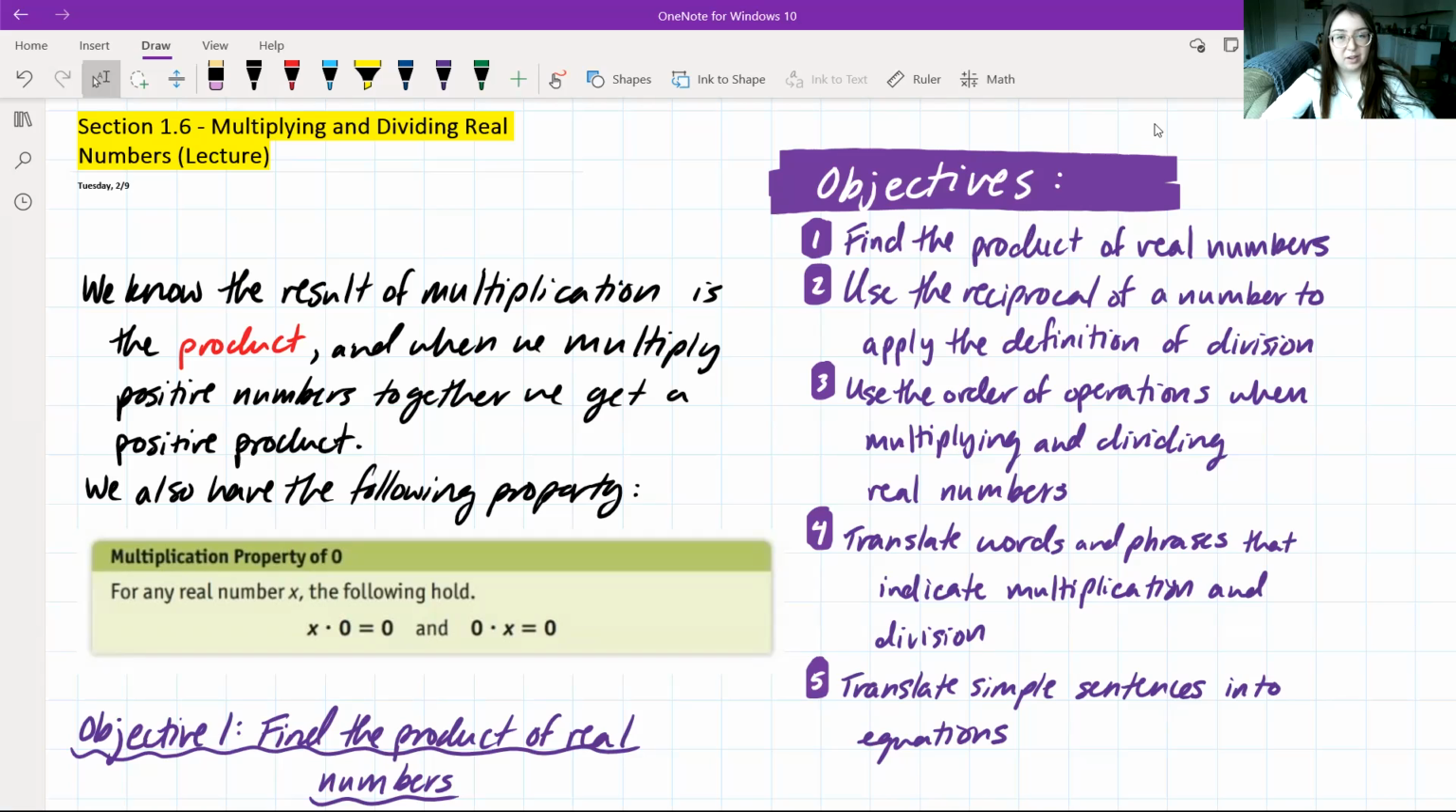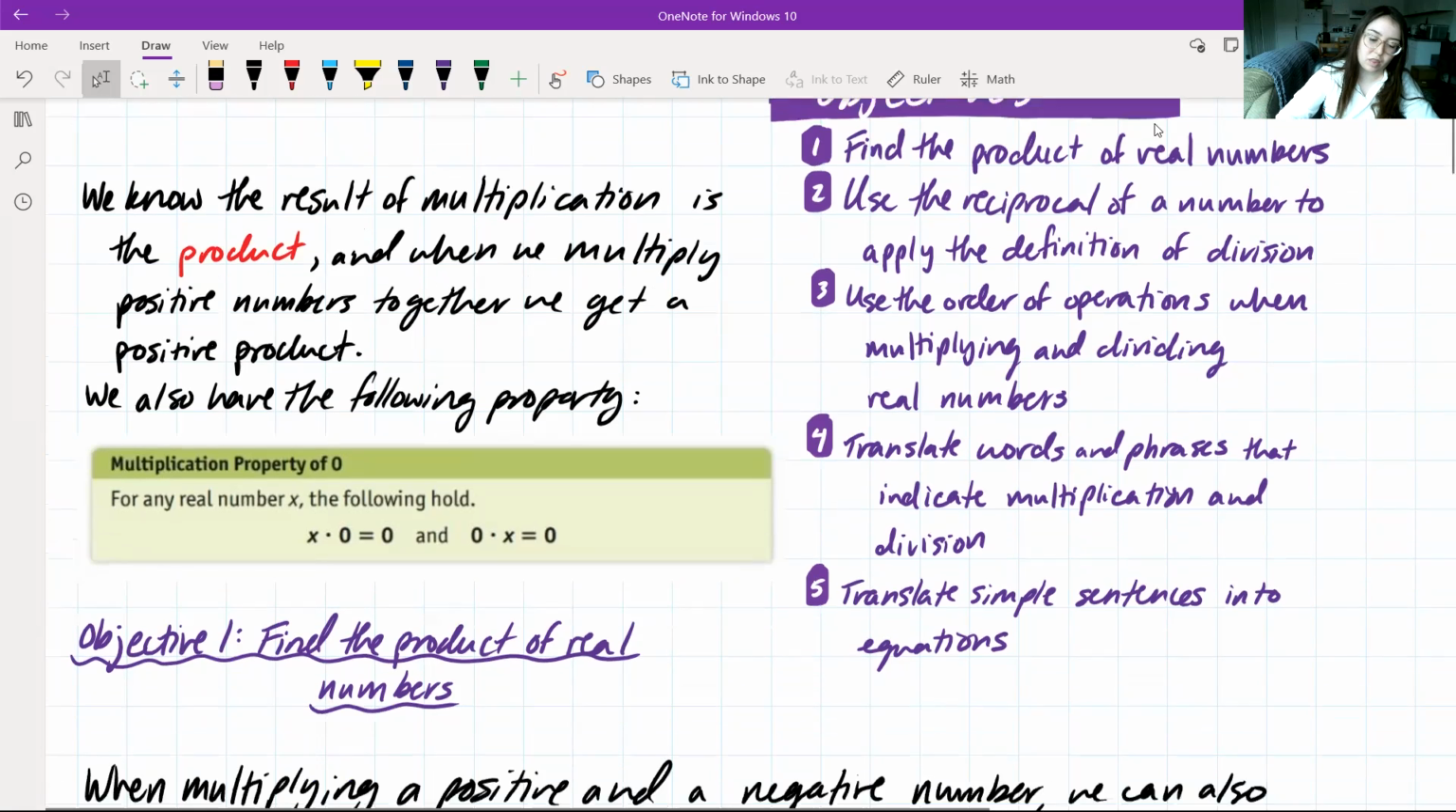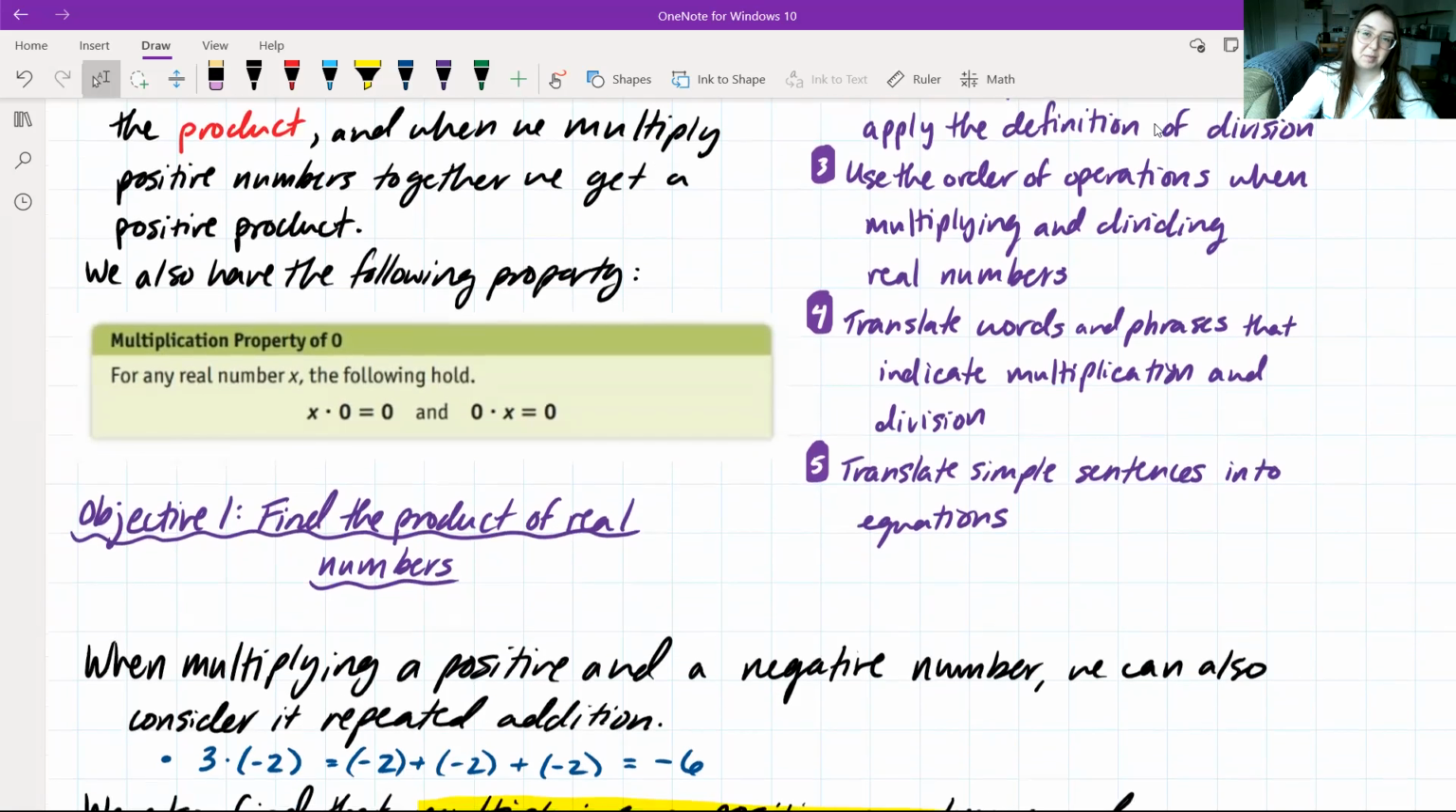We also have the following property, which is that for any real number x, the following holds. So if we multiply any number by 0, it's going to be equal to 0. So we see we have x times 0 is 0, and 0 times x is 0. So any number we multiply by 0 is always going to be 0. The order doesn't matter. That's called the multiplication property of 0.